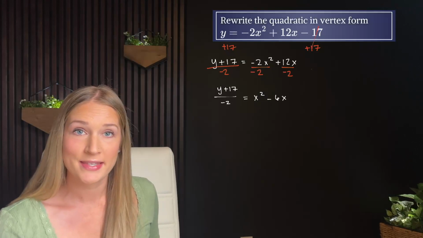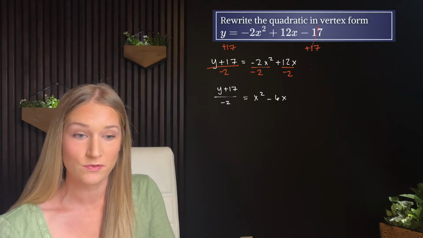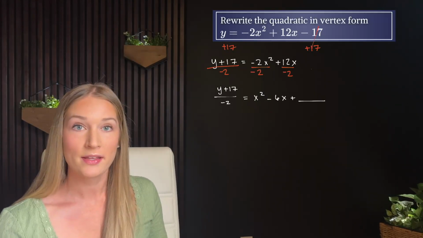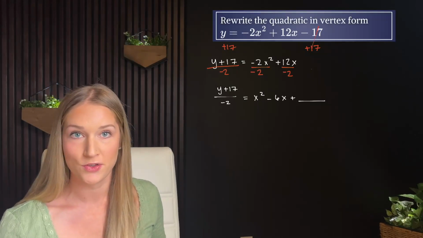So now I've got everything that I need on the right-hand side. I just need to fill in my constant term with that value that's going to allow this to factor the way that I want it to.